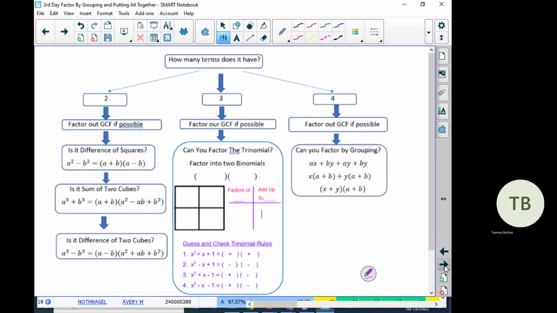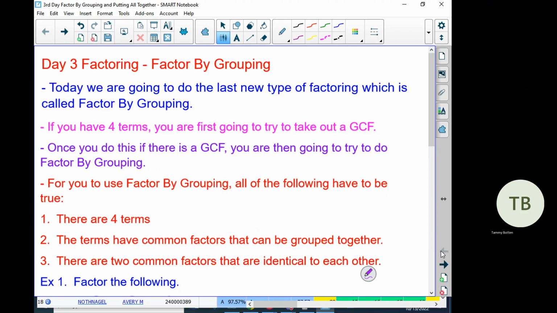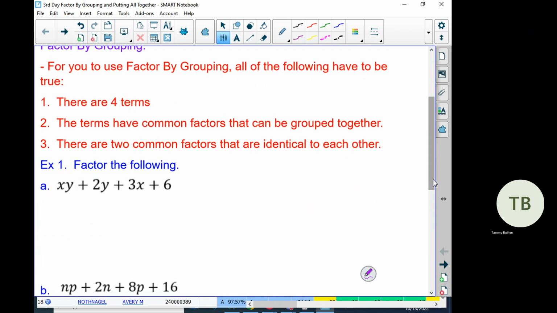Okay. Then today, what we're going to do is this last column, and this is anytime you have 4 terms, we're going to learn factor by grouping. Now, I don't think I put any on here that you have to factor out a common factor first. So you shouldn't have to worry about this, but we'll be doing factor by grouping today. So just so you kind of know how this chart works. So when you do factor by grouping, all 3 of these things have to be true. So the first thing, anytime you see 4 terms, you're going to think of factor by grouping, okay?